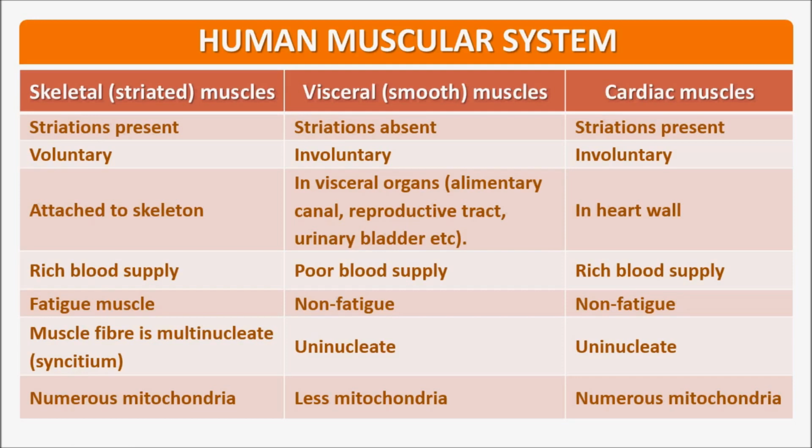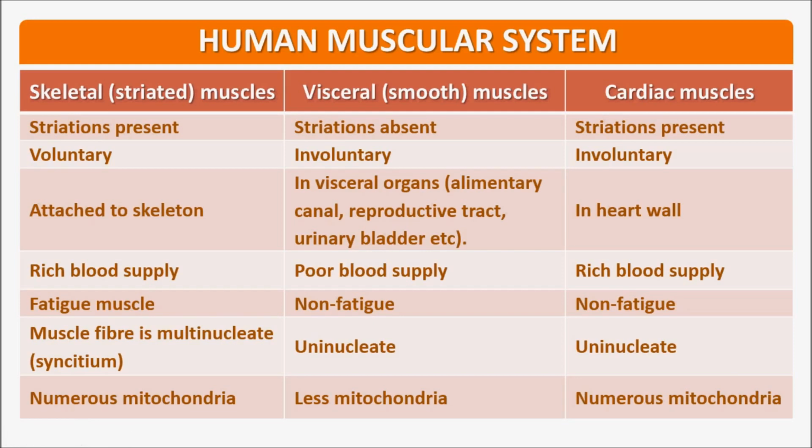The fourth distinction is made on the basis of their blood supply. The skeletal muscles have a rich blood supply, whereas the visceral muscles, which we also call smooth muscle, have a poor blood supply. And cardiac muscle, of course, has a rich blood supply, and that's the reason it is non-fatigue in nature, it doesn't get tired. Then skeletal muscles are fatigue muscles, that means they also get tired. And visceral muscles are non-fatigue, and cardiac muscles are also non-fatigue.